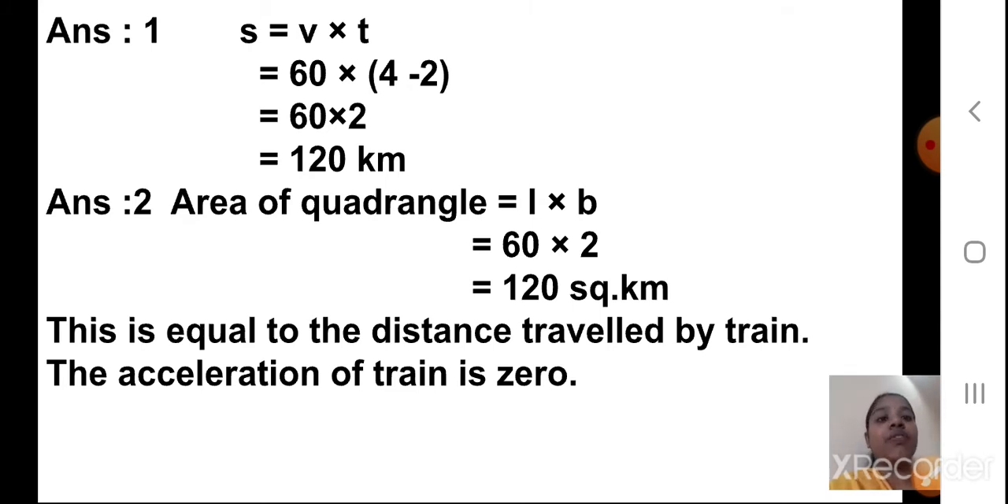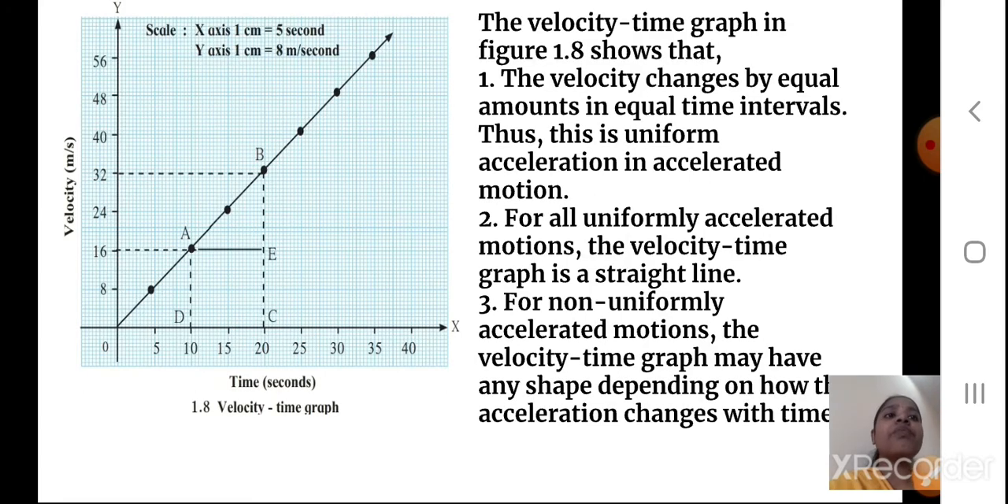Now we will move to the next part, that is the velocity time graph in figure 1.8. We will see this now. The velocity time graph shows that the velocity changes by equal amounts in equal time intervals. You can see 5, 10, 15, 20 like these points I have taken on the x-axis, and on the y-axis 8, 16, means 8 steps, you can see I have taken there. And the graph is showing the velocity changes by equal amounts in equal time intervals.